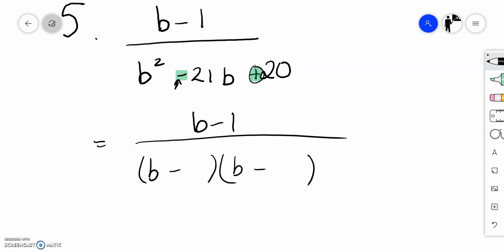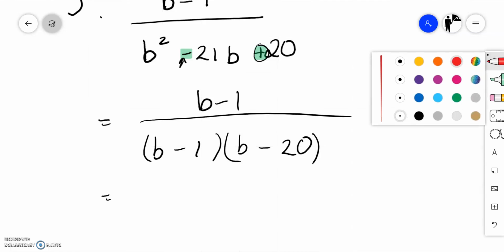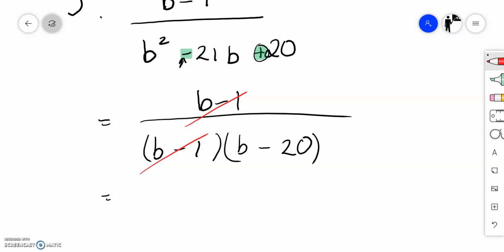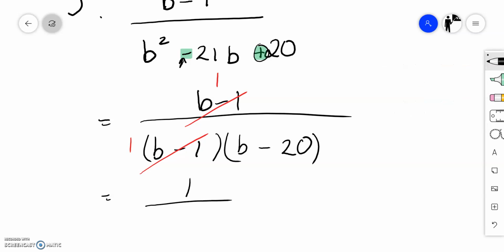So I'm thinking about factors of 20 that add to 21. Well, that's going to be 1 and 20. Do you see that? Because if I multiply this back out, b squared minus 20b minus 1b, that's minus 21b plus 20. And now we can simplify our b minus 1 with our b minus 1, and that's going to leave 1 and 1. So I'm going to have 1 over 1 lot of b minus 20. And that's it.